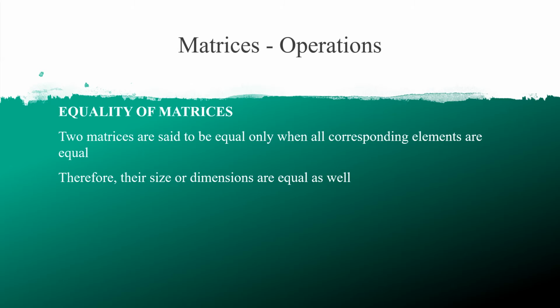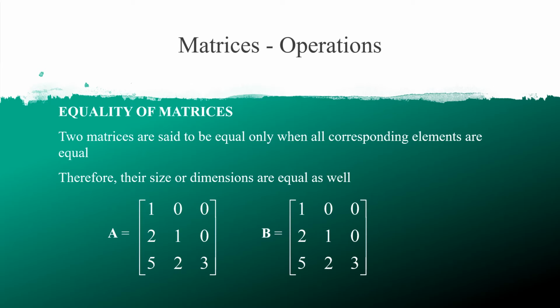If they have the same dimension and all elements are equal, we say that the matrices are equal or equivalent. For example, I could have matrix A, that's 1, 0, 0, 2, 1, 0, 5, 2, 3. And then I could also have matrix B, which is 1, 0, 0, 2, 1, 0, 5, 2, 3. Looking at these two matrices, they're both 3 by 3 matrices, and every single element corresponds to the element in the other matrix. So I would simply say that A equals B.